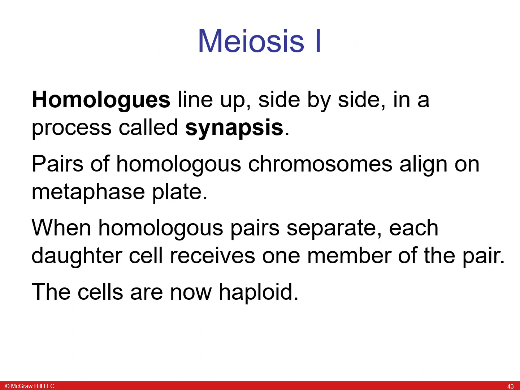So in meiosis 1, homologs line up side by side in a process called synapsis. Pairs of homologous chromosomes align on the metaphase plate, and when the homologous pairs separate, each daughter cell receives one member of the pair. The cells are now haploid.